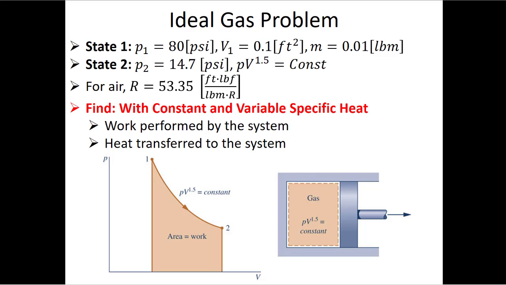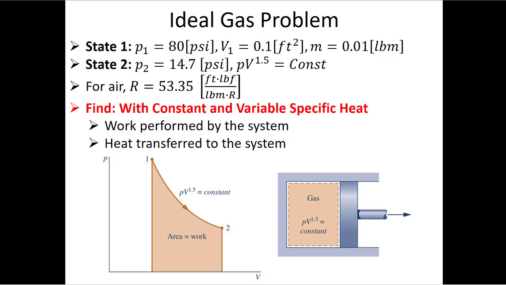So we start at state 1 with a pressure of 80 psi. So that means this is in imperial units. We have a volume initially of 0.1 cubic feet, and our mass is 0.01 pounds. At state 2, we have a pressure of 14.7 psi. That's atmospheric pressure. And we're told for this process, as we move from state 1 to state 2, that P times V to the power of 1.5 is constant. So we do have a relationship between pressure and volume.